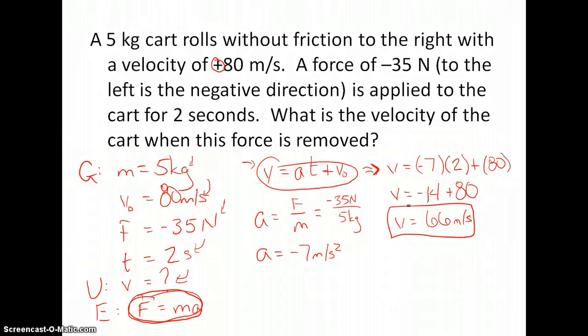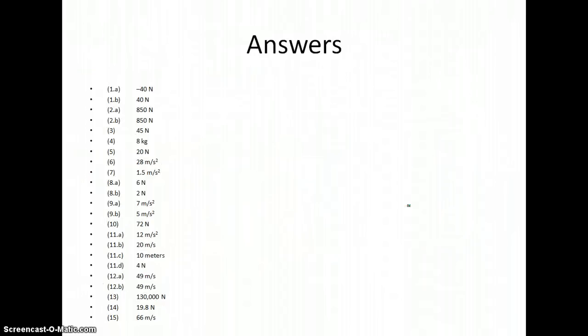If you have questions, please let me know. The answers to the rest of the problems are here, so go ahead and you can look at these and finish up this homework.